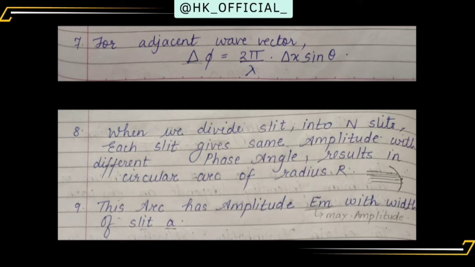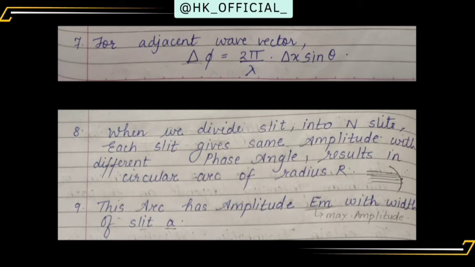So when we divide the slit into n slits, each slit gives the same amplitude, as we take the same length in our compass, with a different phase angle, because of course we change the angle every time while making that arc. So this results in a circular arc of radius r. This arc has amplitude Em. Here Em is nothing but the maximum amplitude, and the width of the slit is A.